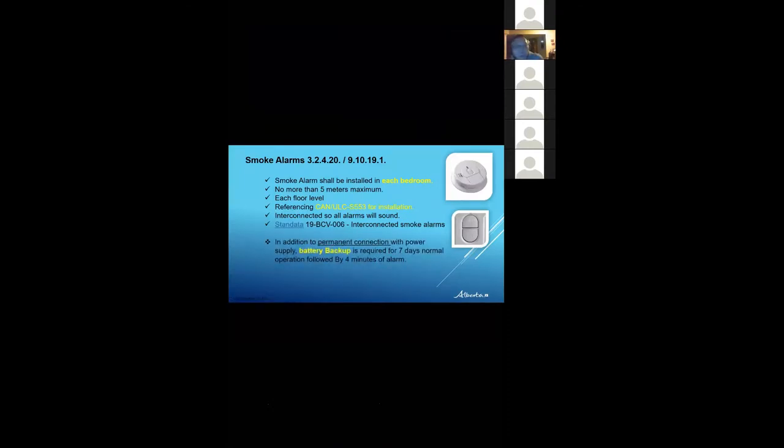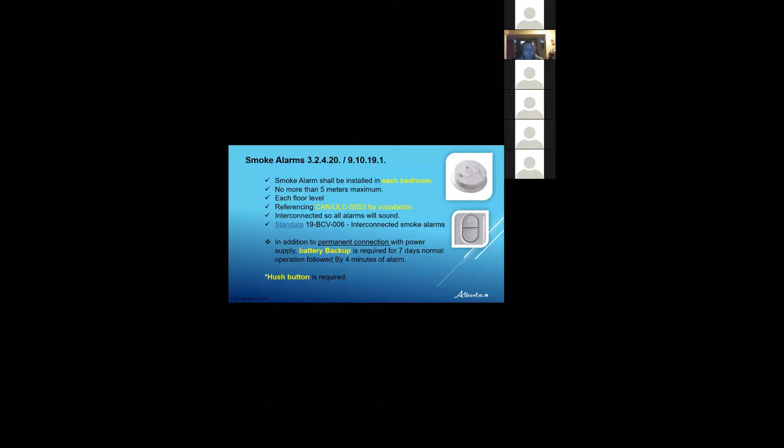So in addition to permanent connection with power supply, the battery backup is required for 7 days normal operation, followed by 4 minutes of alarm. So any questions on that one? Okay, and of course the hush button is required, or silence button.